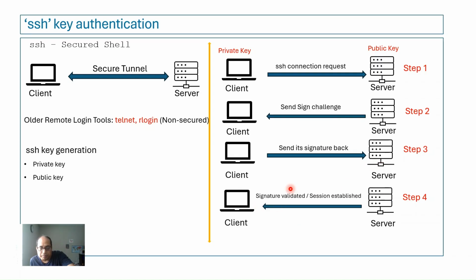So in this case, the public key can only encrypt the text. It cannot decrypt it. You need the private key to decrypt the message. So that's how it works. That's the older SSH version, SSH1.